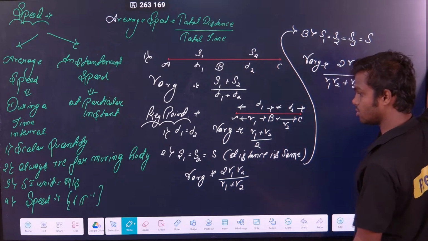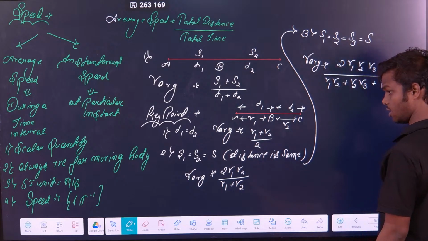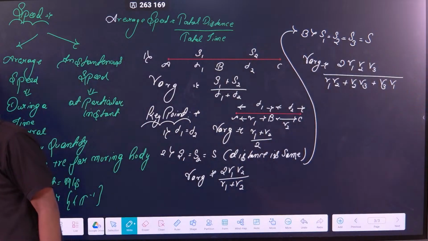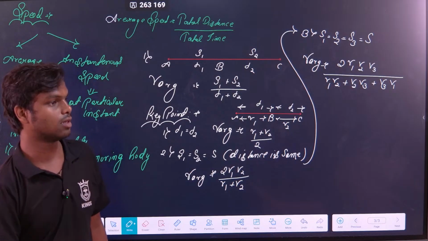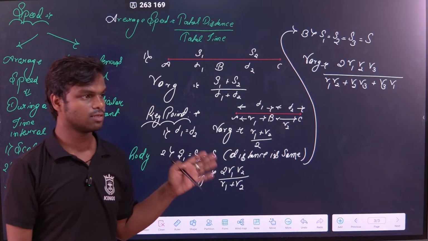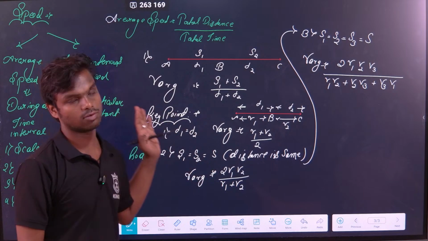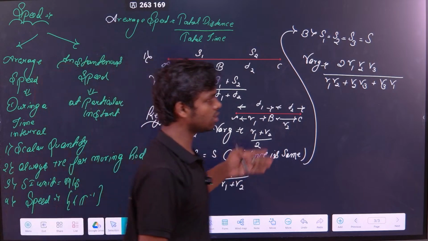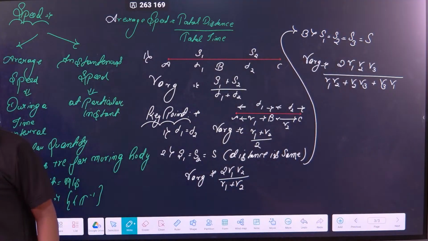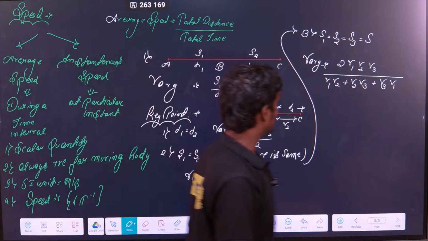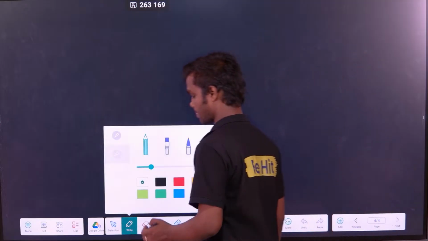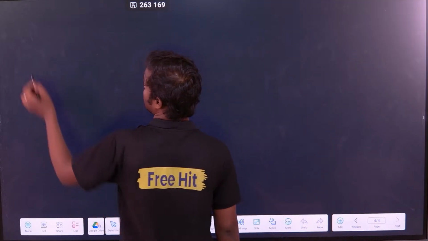Are you getting my point? Clear? Any doubt till here? So this is how you can write the average speed. Basically you have to remember the total distance upon total time. These are some special cases which generally come into the questions. We will see some more questions on this, but these are some special cases. If you remember, you can directly solve it.